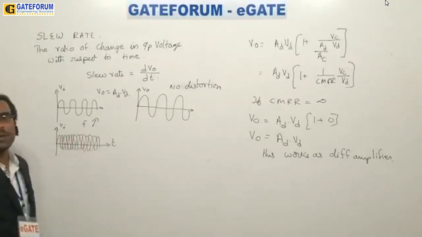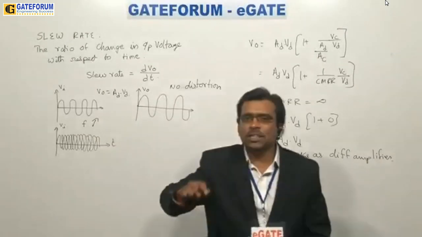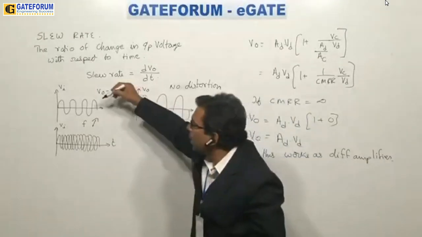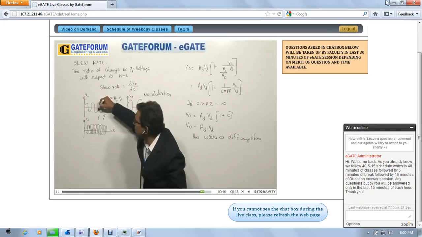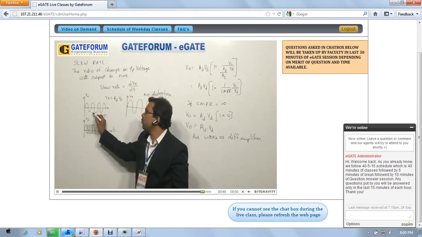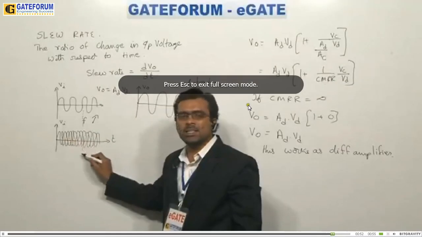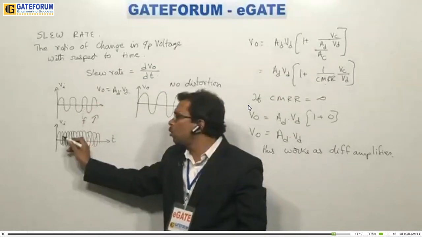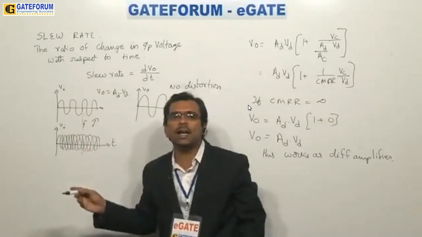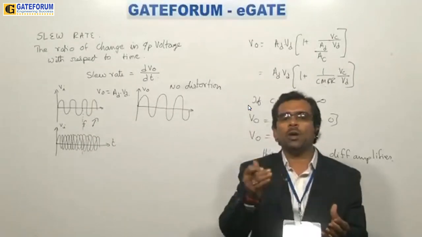Now the input signal frequency is increased. If you increase the frequency, now the variations you can see here. Earlier in 1 second you had 2 cycles, now in 1 second you have many cycles here. It means many changes are there in 1 second. Then the op-amp transistors also should respond very quickly.